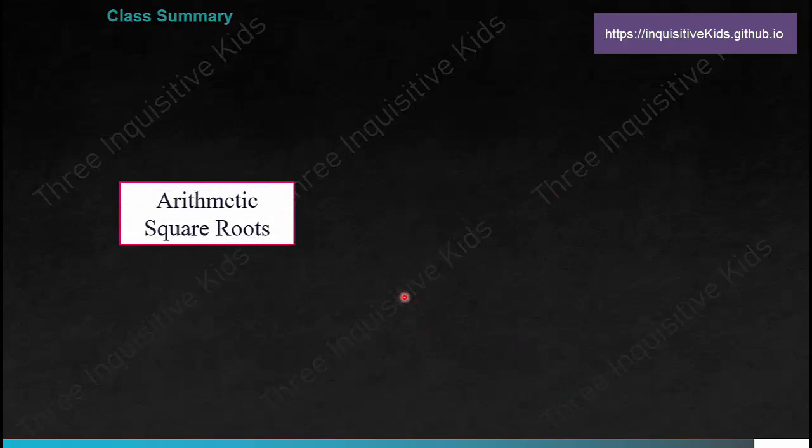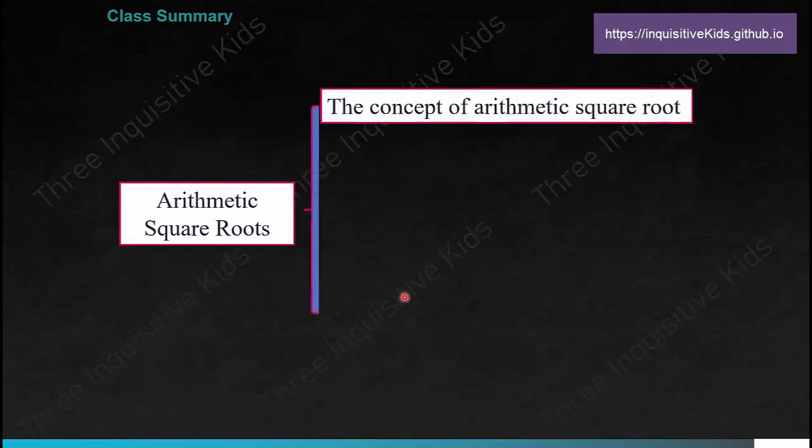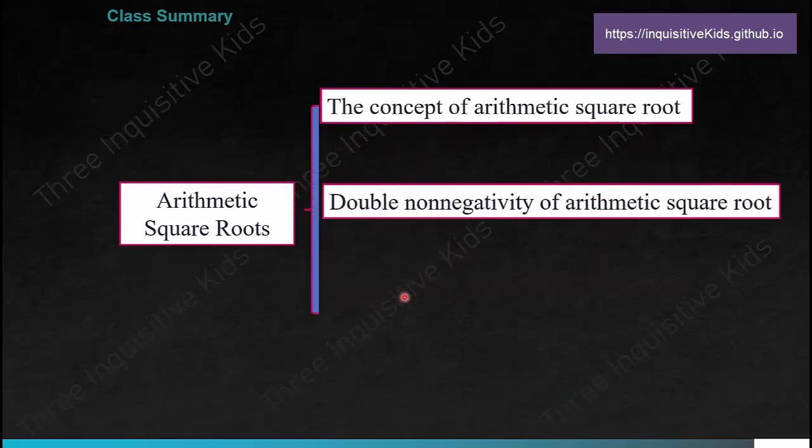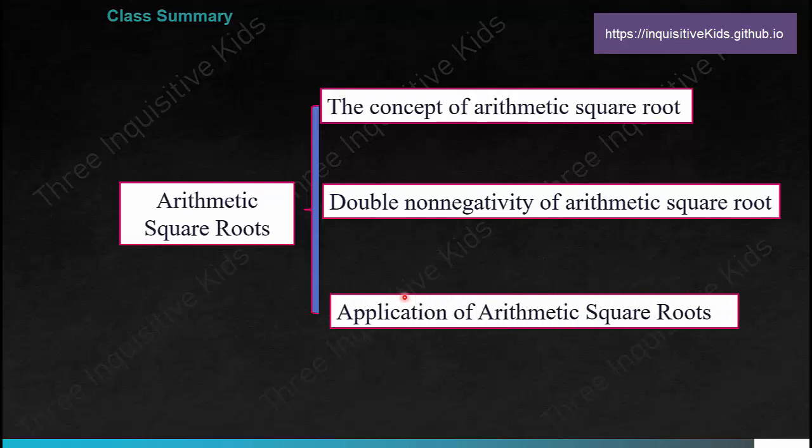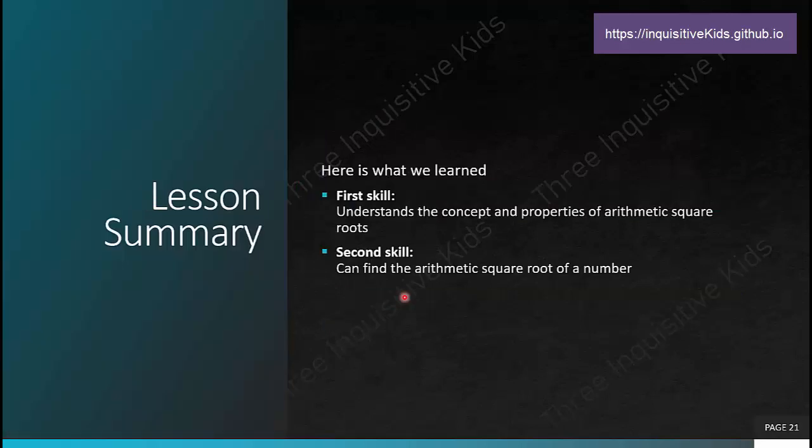Class summary. We learned all about arithmetic square roots, and in it there was the concept of the arithmetic square root, the property of the double non-negativity of the arithmetic square root, and the application of arithmetic square roots. So if you have all of this down, great. If you don't, you should get it down because it's very, very important, and it relates largely to our next lesson as well. And if you're done, this is a lesson summary for today.